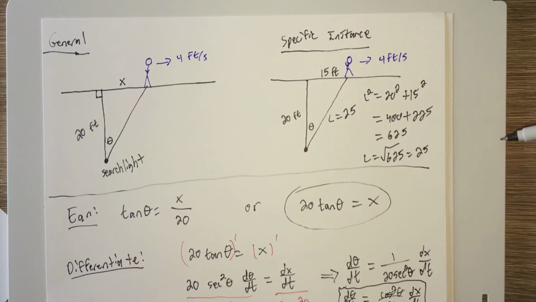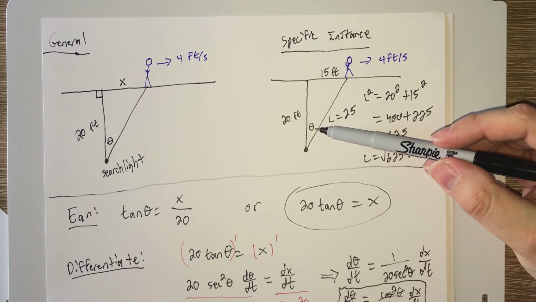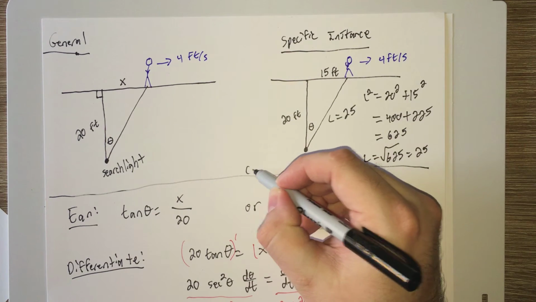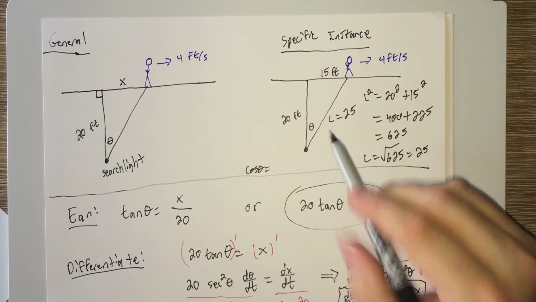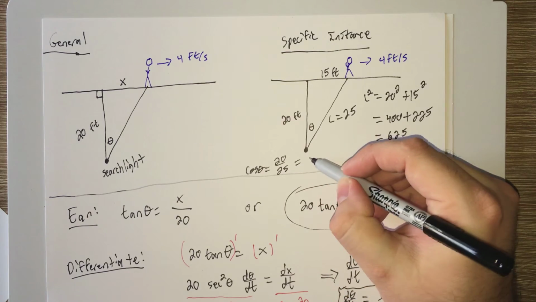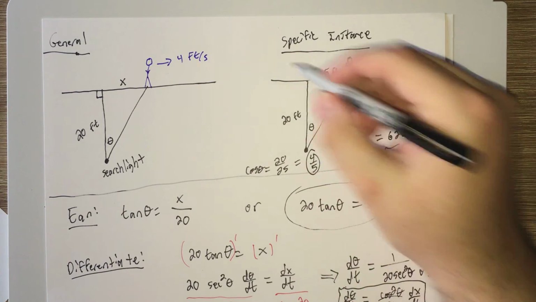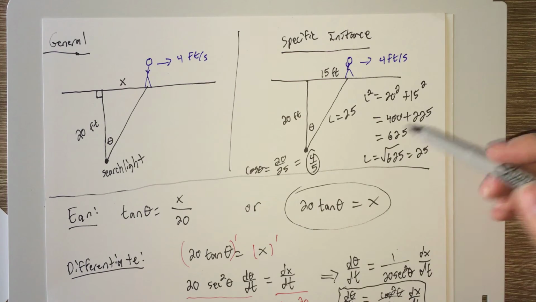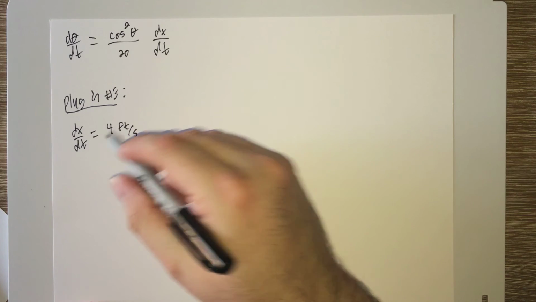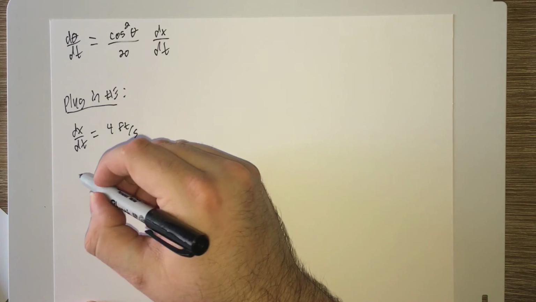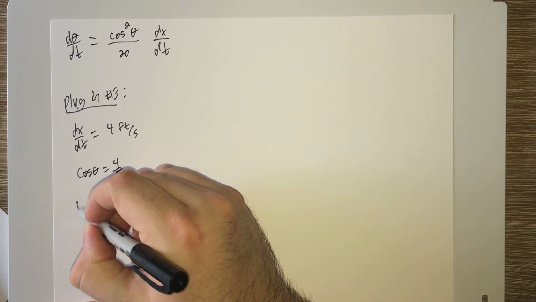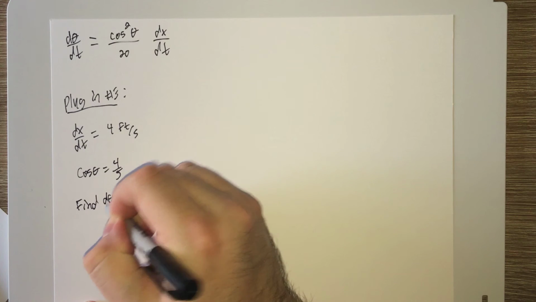And then tell me what cosine theta is from this picture. Well, cosine is adjacent over hypotenuse, this over this. I ran out of room to put it here. Cosine theta is, what do we say again? Adjacent over hypotenuse, 20 over 25. If you want to simplify that, you can simplify that to 4/5. So at the specific instance that they're asking us to find the derivative of theta, cosine theta is 4/5. So I know dx dt is 4, and I know cosine theta is 4/5. And they wanted us to find d theta dt.